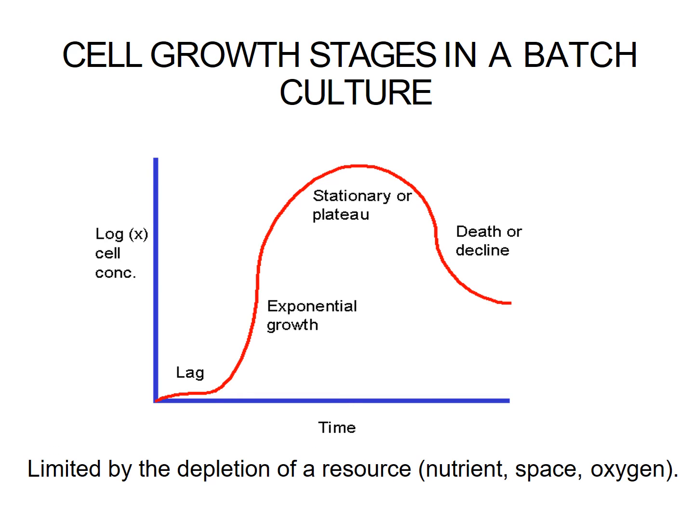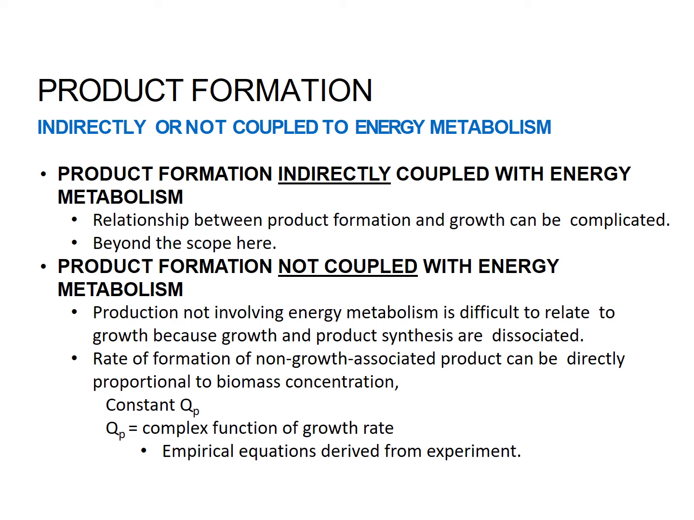Okay, recap again. This is the dx over dt, how the cell grows, where x is the concentration of biomass, going through exponential to stationary and then to the death phase. This process will be limited by the depletion of resources such as nutrients, space, and oxygen. Just now, whatever equations we have derived were mainly on cell growth and product formation coupled with energy metabolism.